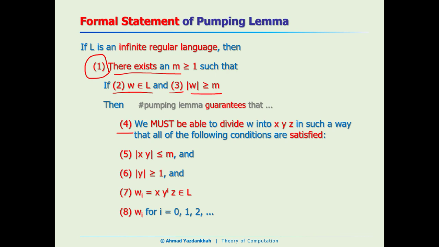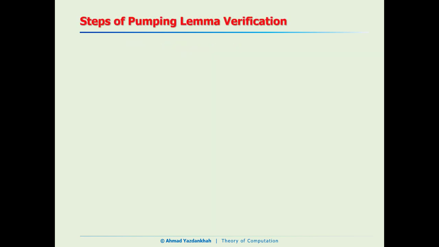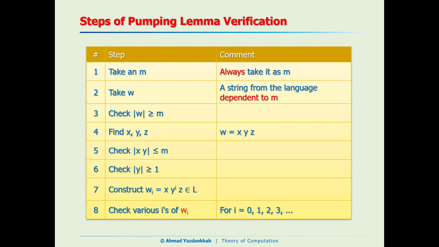Step 4 is splitting the W into X, Y, Z. And step 5 is checking this. Step 6, checking this. And step 7, creating the strings by pumping the Y's. And step 8, check the several I's and see whether the resulting W belongs to the language or not. So this is the way that we verify the pumping lemma.